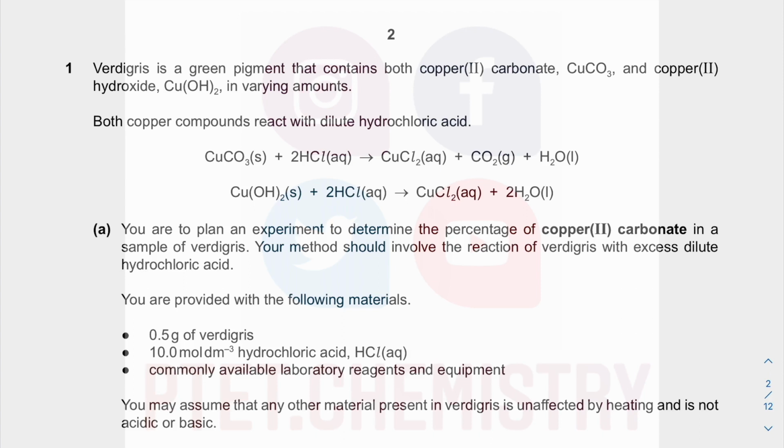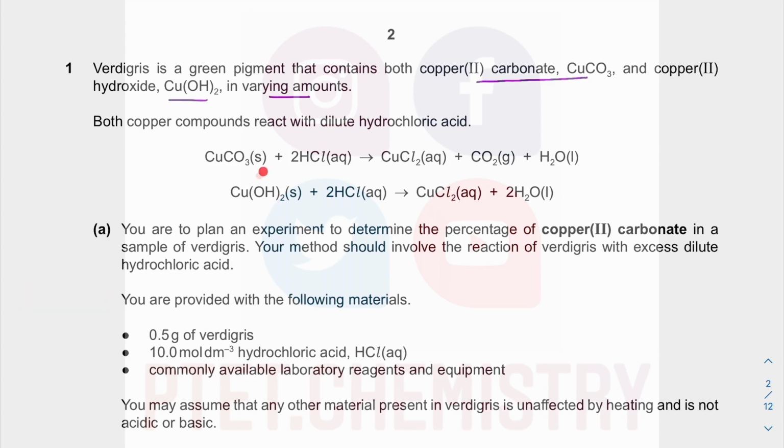In this first question, this is about verdigris. Verdigris is a green pigment. It contains copper-2 carbonate and also copper-2 hydroxide in various amounts. So both of these compounds react with dilute HCl.